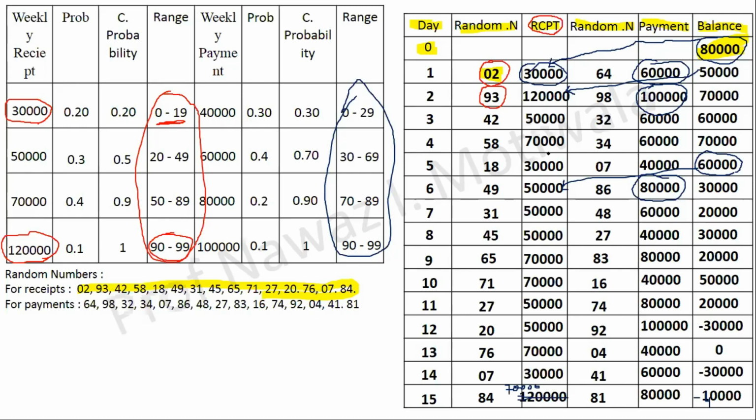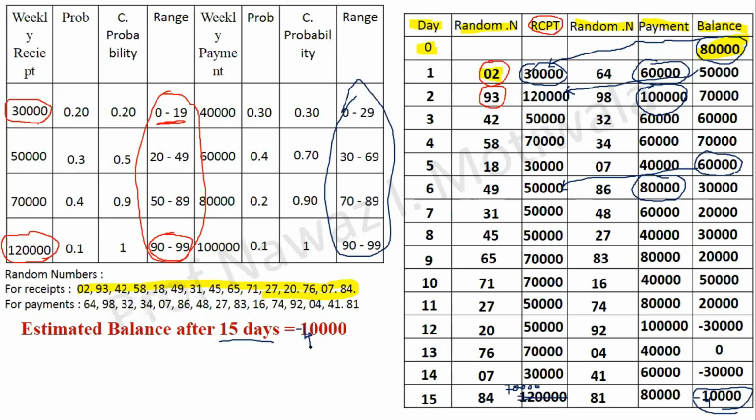So we have completed our simulation table for the next 15 days, wherein we have shown what will be the receipt on that particular day, what will be the payment on that particular day, and we have also shown what will be the balance on that particular day. And the thing asked in the question was, what is the estimated balance after 15 days? So after 15 days, my balance was how much? It was on the last day, that is minus 40,000. So I will write here minus 40,000. That was the balance after 15 days.